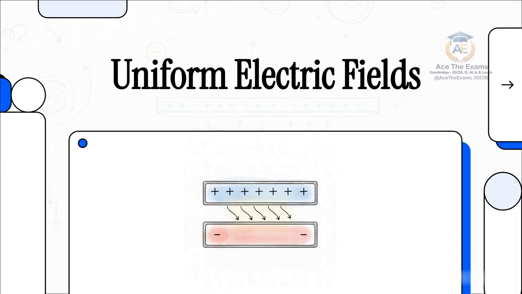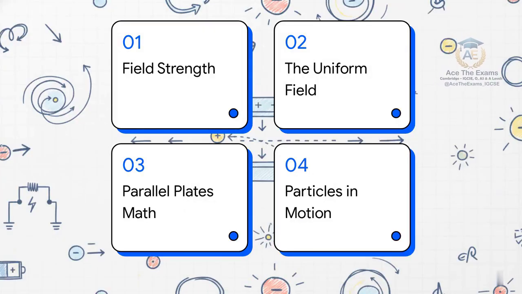Let's get right into it. Here is your mission briefing and roadmap. First, we'll establish our baseline by defining field strength. Second, we'll zero in on the uniform field environment. Third, we'll crack the math behind parallel plates. And finally, the ultimate payload, tracking particles in motion.